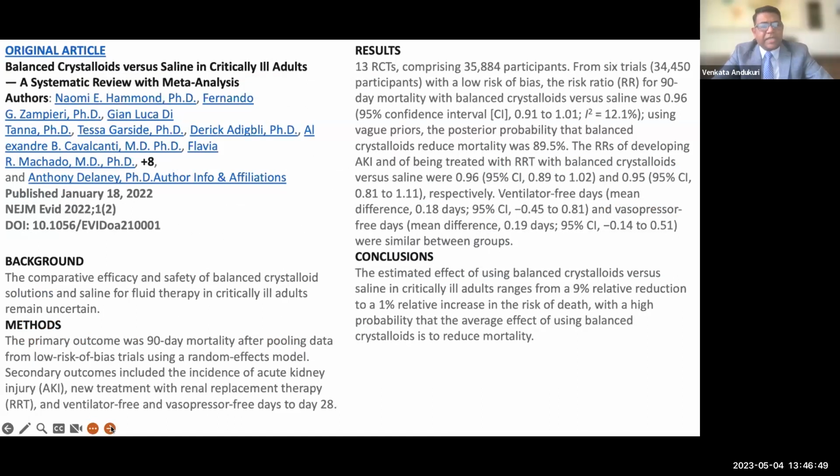Balanced crystalloids versus saline in critically ill adults. This was a New England Journal study. If you all remember, we had almost started doing only crystalloids in severe sepsis based on the current Surviving Sepsis guidelines. But more and more studies are coming out, having gone back and looked at it, saying there's not much of a difference. So start whatever is available. There's a slight advantage of starting crystalloids for boluses in sepsis patients. I'm not going to go deep into this. I just want to include some of these in here.